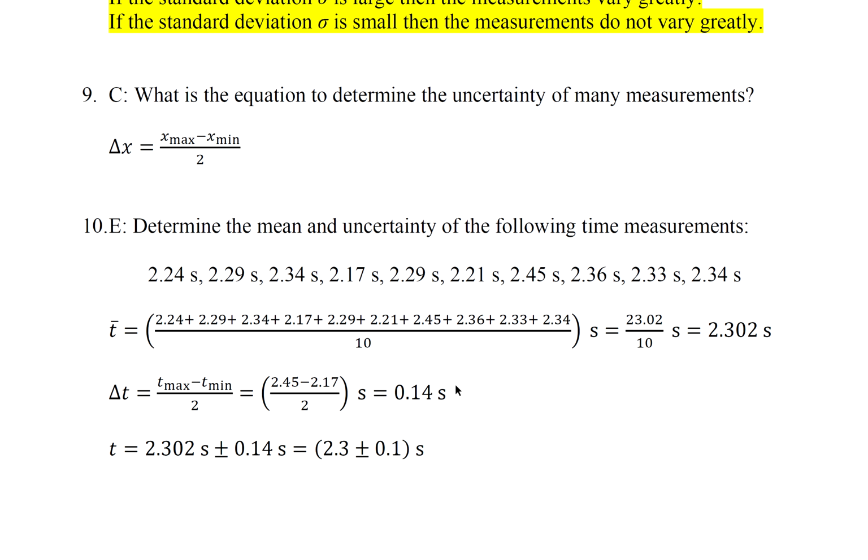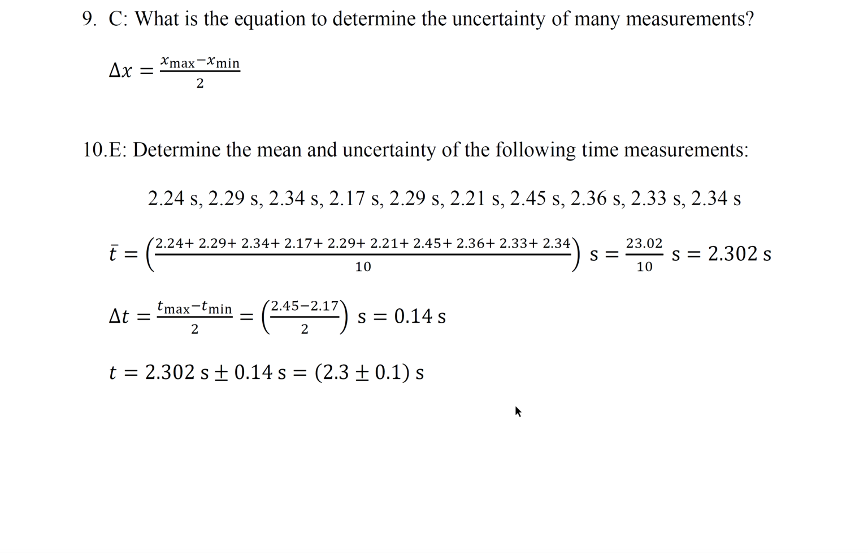Question 9. What is the equation to determine the uncertainty of many measurements? Delta x is the uncertainty. It's going to be the maximum value that you measured minus the minimum value, divided by 2.